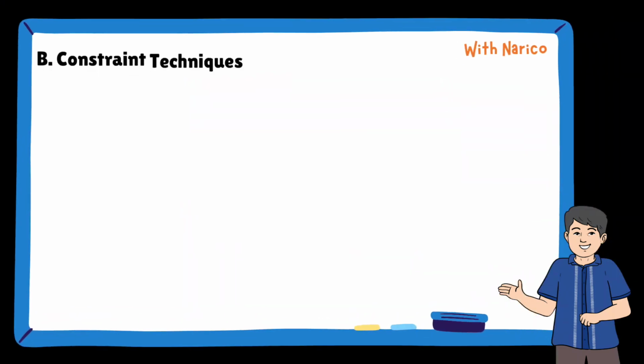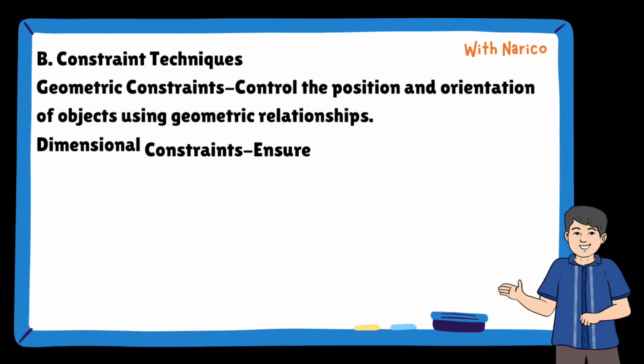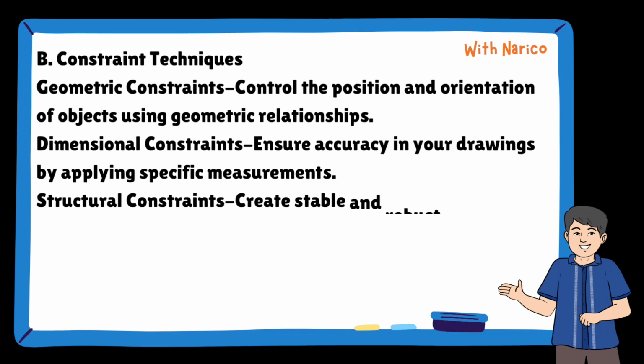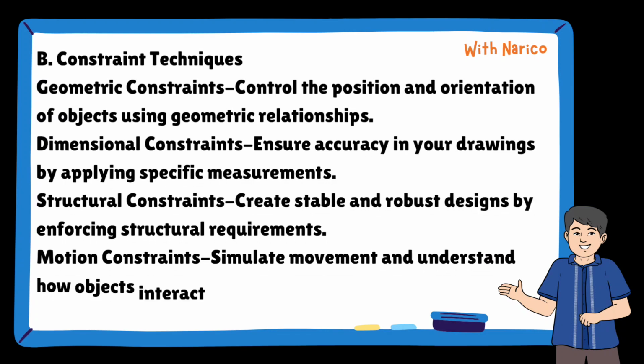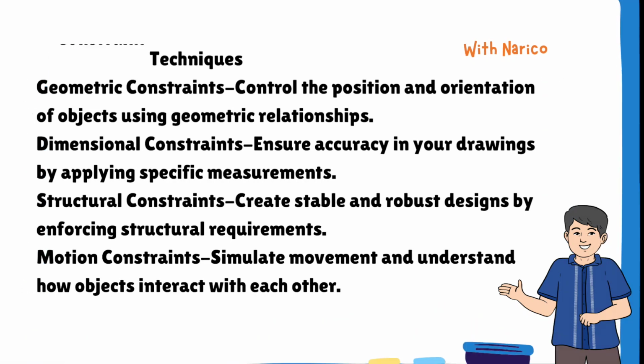B. Constraint techniques. 1. Geometric constraints control the position and orientation of objects using geometric relationships. 2. Dimensional constraints ensure accuracy in your drawings by applying specific measurements. 3. Structural constraints create stable and robust designs by enforcing structural requirements. 4. Motion constraints simulate movement and understand how objects interact with each other.